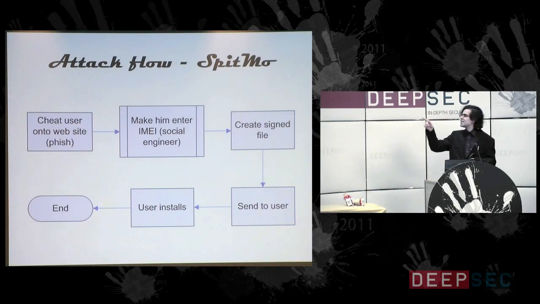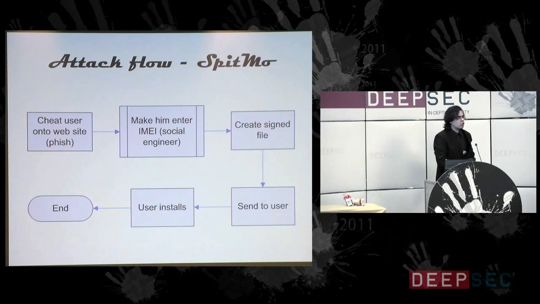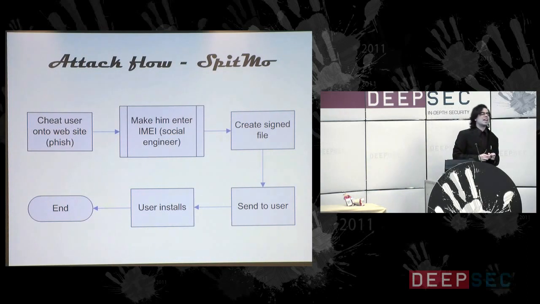And this is the process which is used for a very dangerous Trojan called Spitmo. I'm now going to explain how Spitmo works. I need a victim. You see the guy in the back, he was affected by Spitmo, so he's fleeing. How does Spitmo work? Spitmo is a relatively simple Trojan.